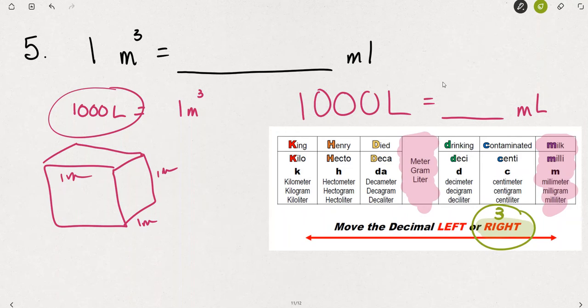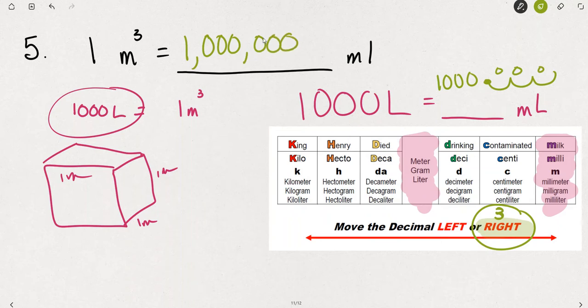if I write 1,000, let me write it really small. If I went 3 to the right, I'm going to need 3 zeros as placeholders. So it looks like I'd get 1 million milliliters. And that's going to be the same. If I wrote this in scientific notation, I could write it 1.00 times 10 to the 6th milliliters.